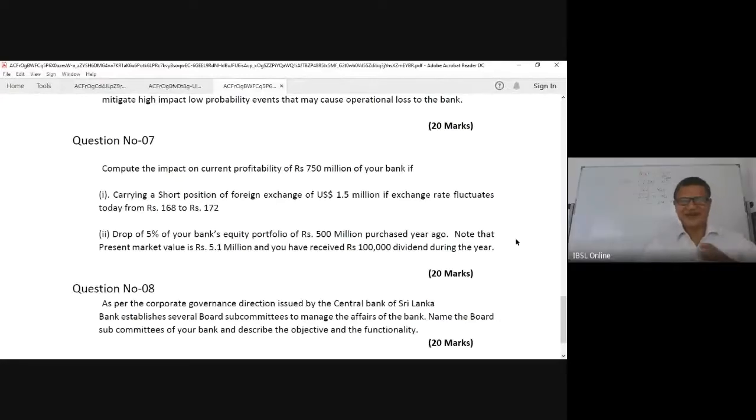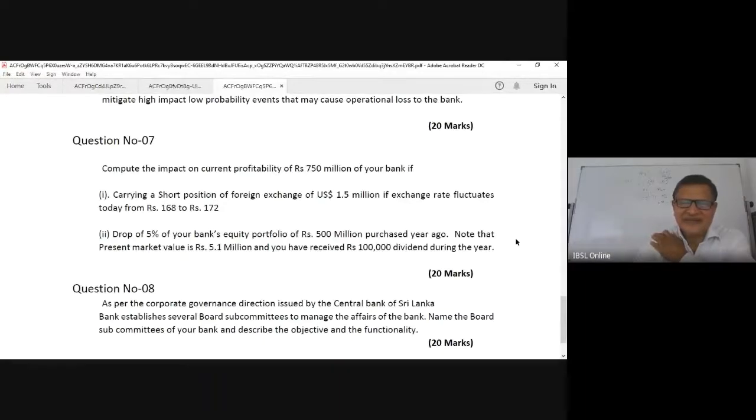Now, I'll tell you how do you calculate. We have 1.5 million short position. You multiply 1.5 million into 168. Then you get 252 million. That is the amount we owe to other banks. So in your balance sheet, we have a debit balance of 252 million.